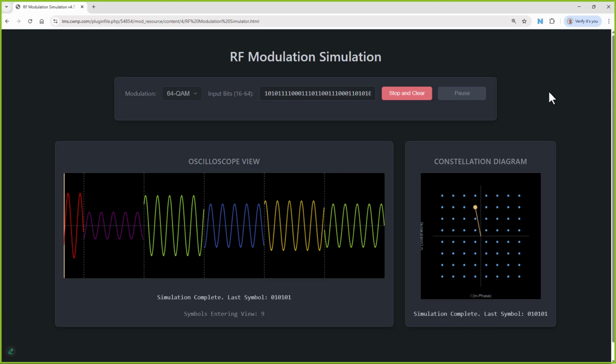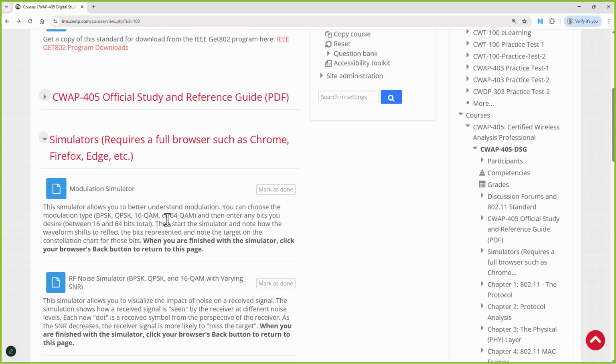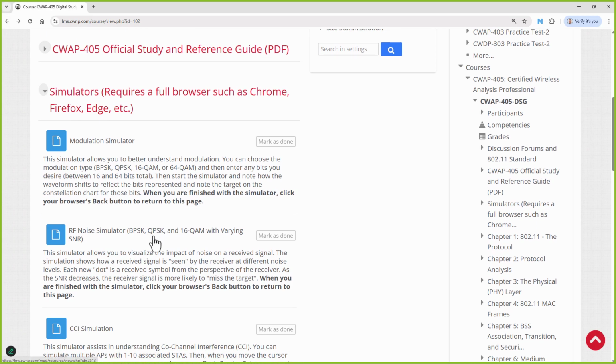And it helps you understand why a device does dynamic rate shifting down to lower data rates as the signal quality degrades, because it can't get the transmission through. It's trying to hit targets, but it's failing. Let's see if we have a simulation to help us understand that. So here we have the RF noise simulator.